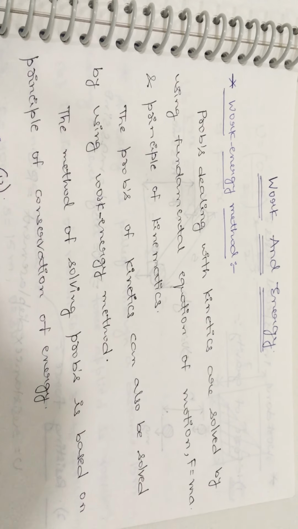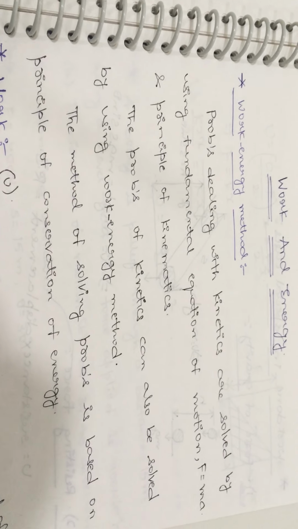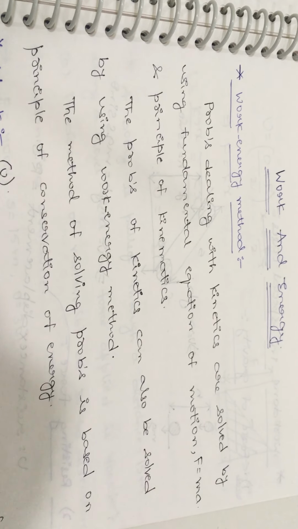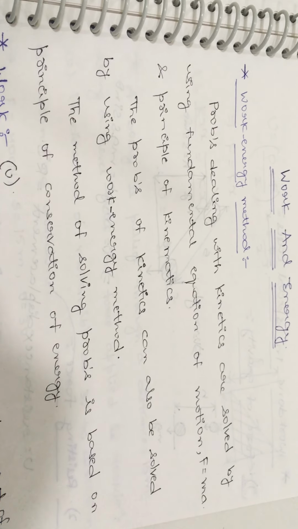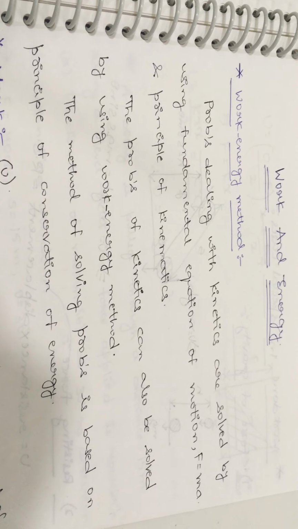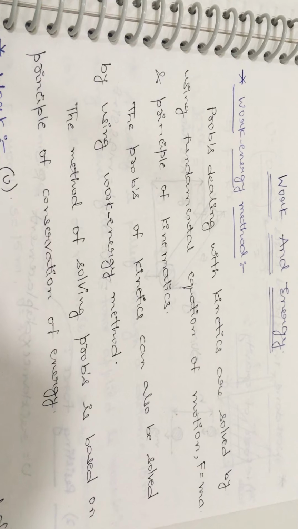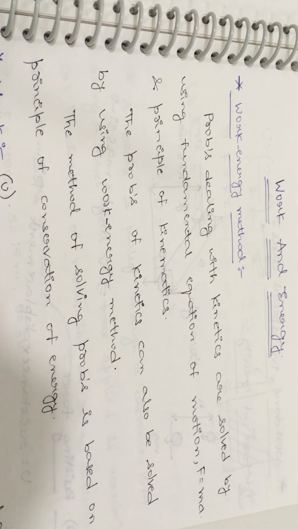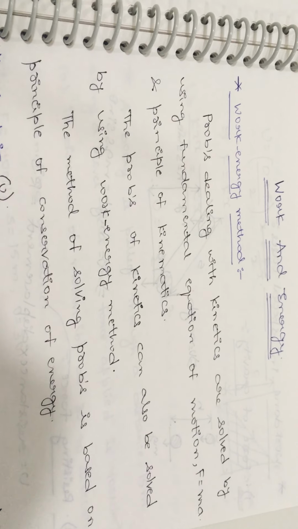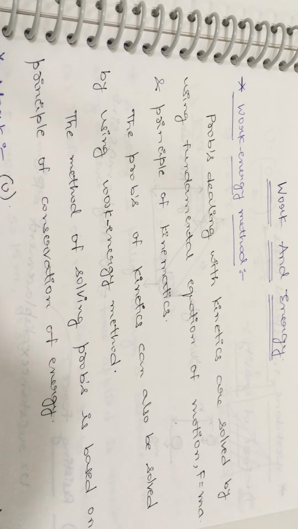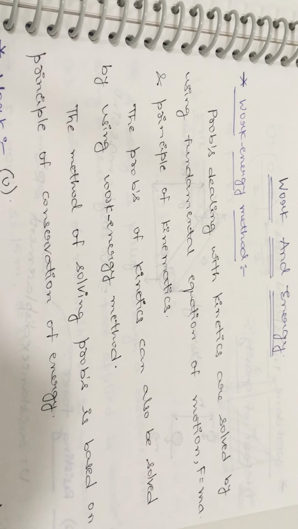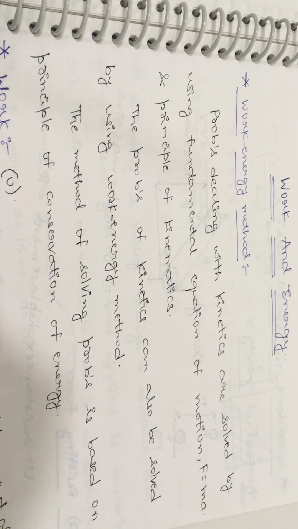Hello everyone. Today in this video we will discuss the work energy method. Problems dealing with the kinetics part are solved by using the fundamental equation of motion, that is Newton's second law, F is equal to ma, and from the principles of kinematics also, that is by using the trial and error method procedure from the formulas of translation motion as well as rotational motion. Now the problems of the kinetics part can also be solved by using the work energy method.